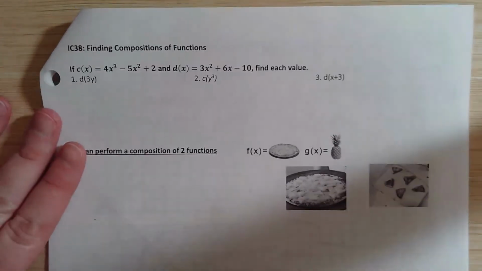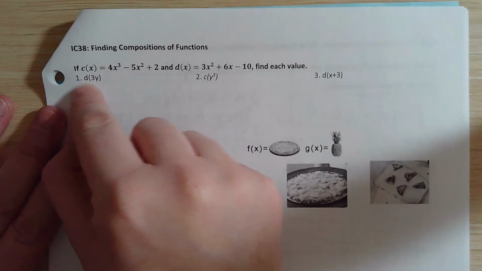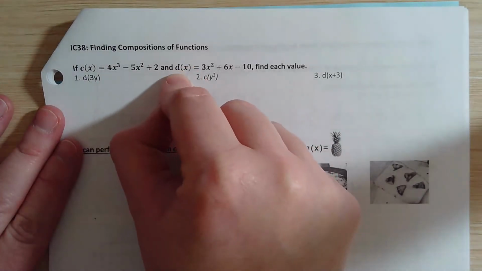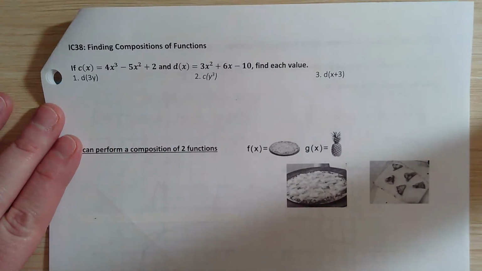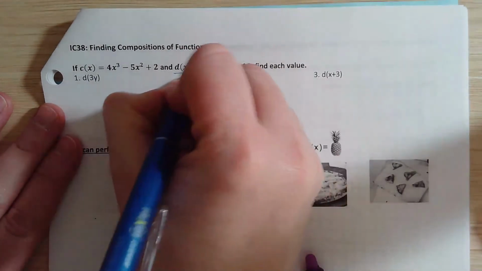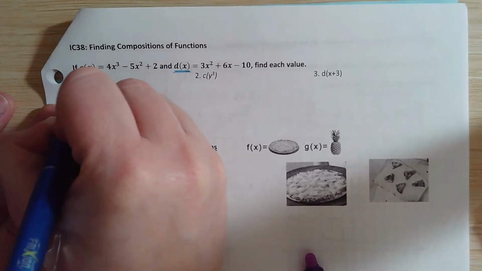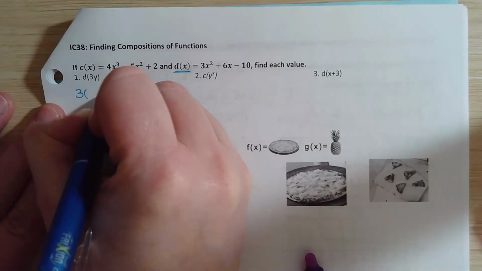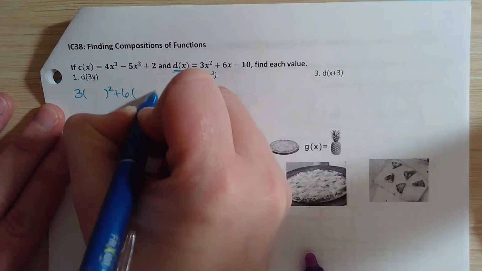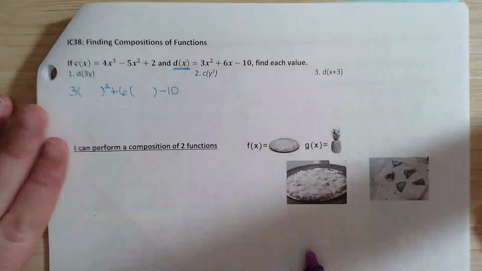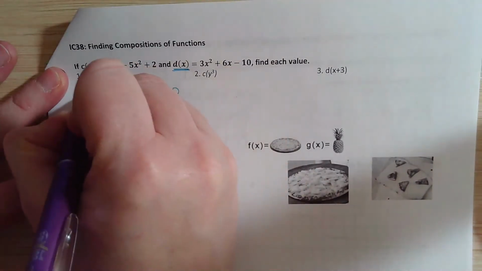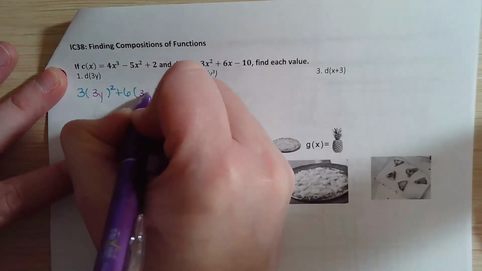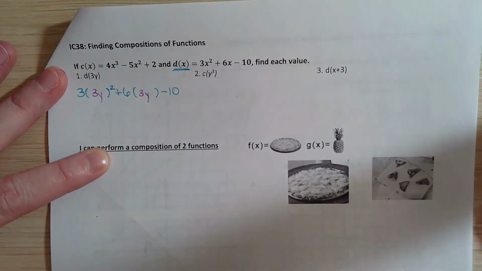So with that, we're going to just take the function of d and we're going to plug 3y in for x. So you see this is d of x, and we're going to substitute in 3y. So we're going to create a new equation. So d is here. So I have 3 times x squared plus 6 times x minus 10. Now, I'm not writing x because I'm going to substitute in 3y wherever x is. So this is 3y and 3y. So this new equation, before I do anything, is going to kind of change.